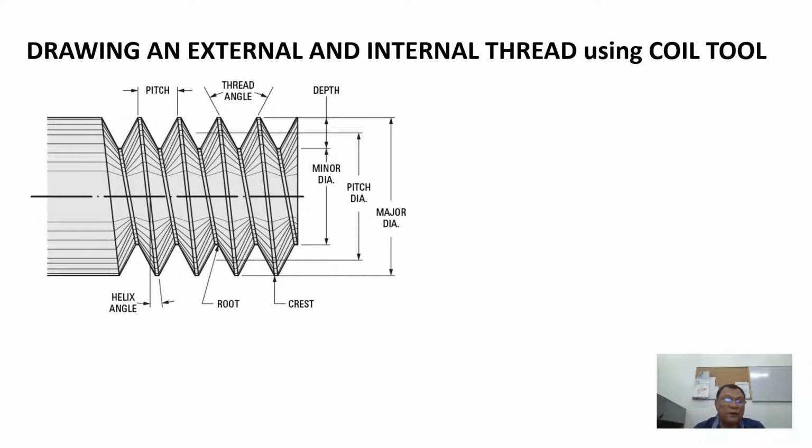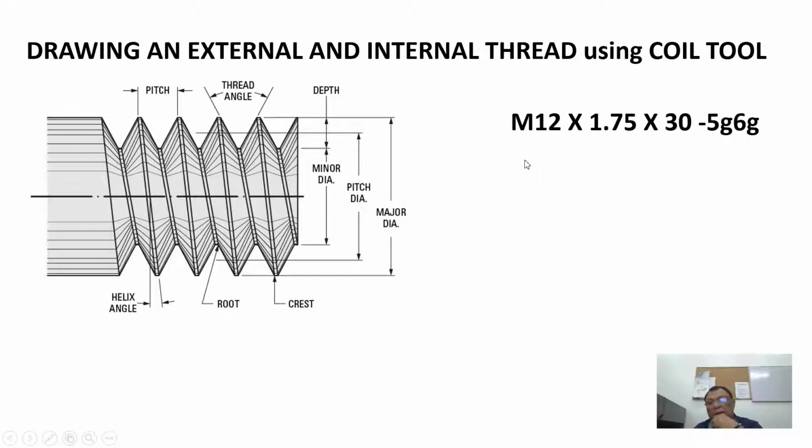For those who don't have a background on threads, this is how a thread looks. We have the pitch here. The pitch is the distance between two crests. This is the thread angle. This is the depth of the thread, from the topmost portion up to this point. This point is what we call the root. And then we have the minor diameter here, that is root to root, the pitch diameter here, and the major diameter or the nominal diameter. Okay, so this is how the thread looks.